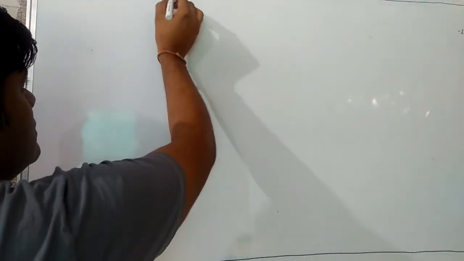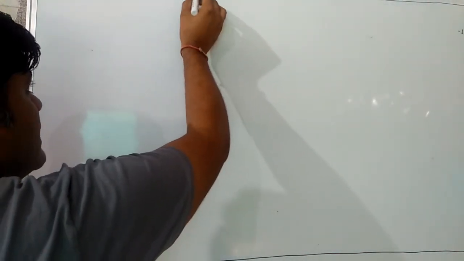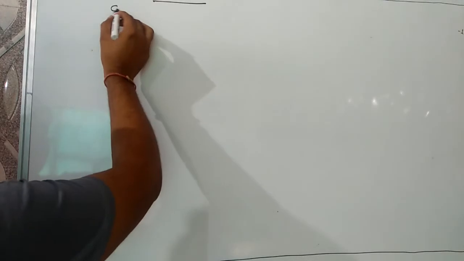Now we have to discuss the P block elements. Their general configuration is ns2, np1 to 6. So they include 6 groups, and the first group is the group 13 elements.